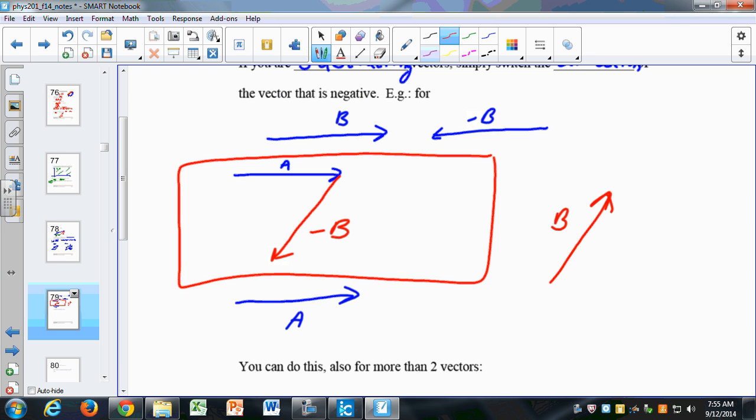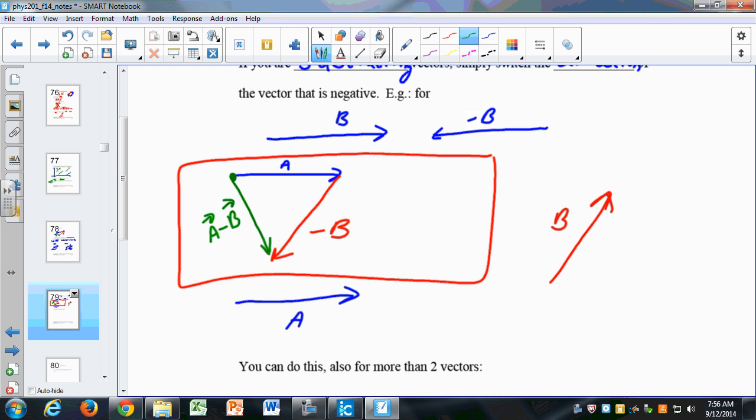And then the vector that's the sum of those will start at the beginning of A and end at the end of B. And so that's going to be A minus B. All right, so we can take a negative of vectors.